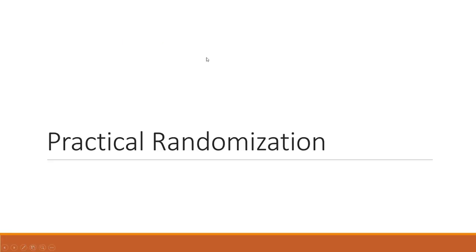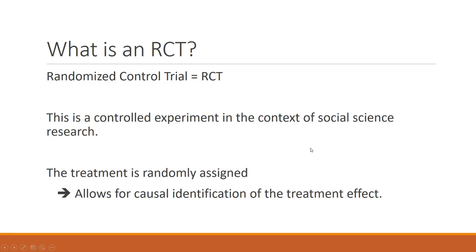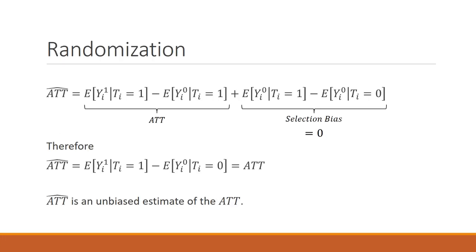Now, what does this look like in practice? Let's do an example to get an idea of what randomization looks like in practice. So, practical randomization. This is going to be called a randomized controlled trial, an RCT. This is a controlled experiment in the context of social science research. The treatment is randomly assigned, which allows for causal identification of the treatment effect. If we randomly assign it and we get that statistical independence, we're able to conclude that the selection bias is equal to 0, which means our estimated ATT will be an unbiased estimate of the true ATT.